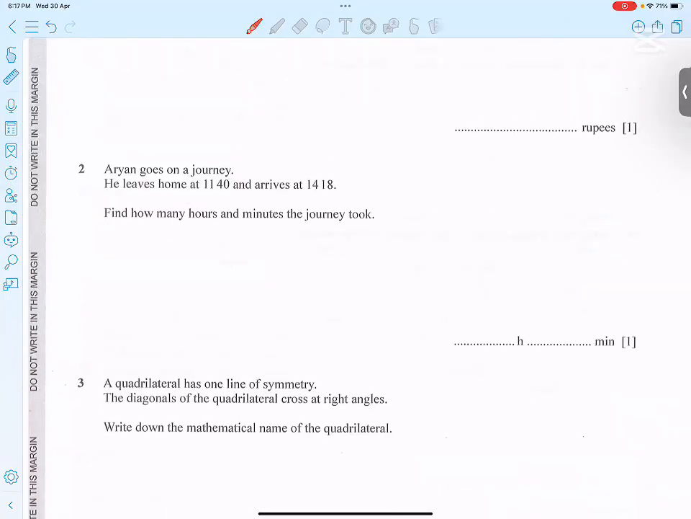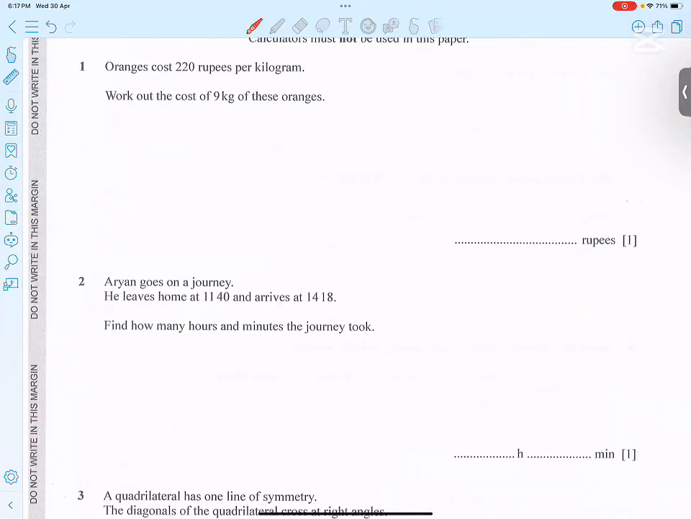First question we have here, he mentions oranges cost 220 rupees per kilogram. What is the cost of 9 kilograms? Easy way: write two titles, rupees and kilogram. This is 220 rupees per 1 kilogram, and 9 kilograms is equal to how much? Simple cross multiply, so 9 multiplied with that. So x is equal to 220 into 9.